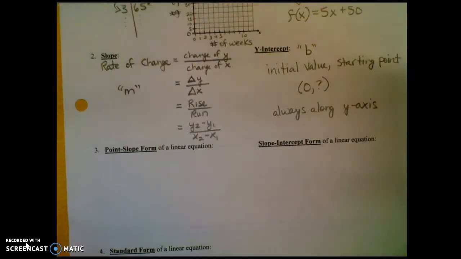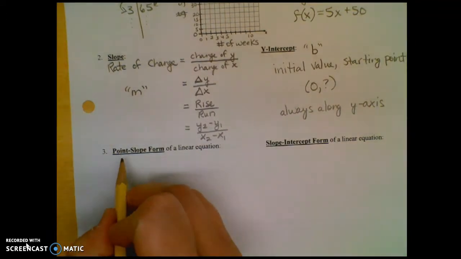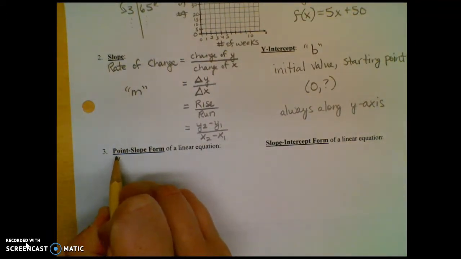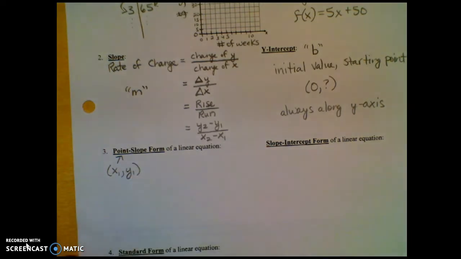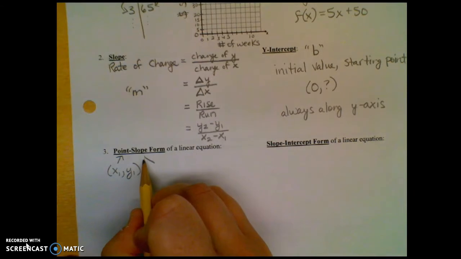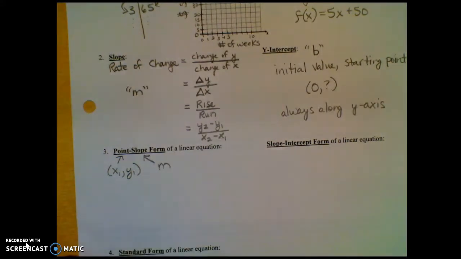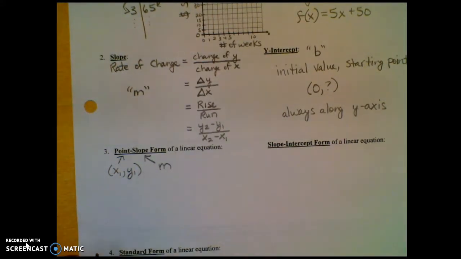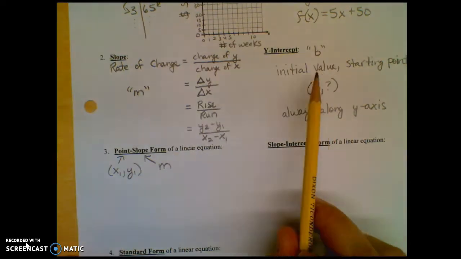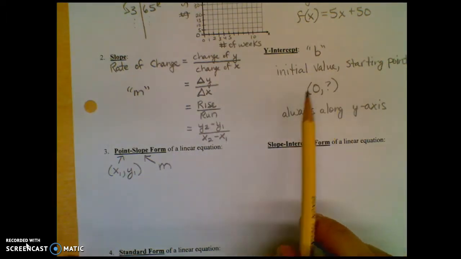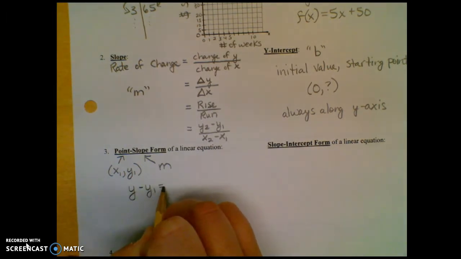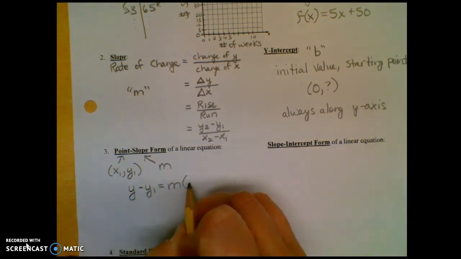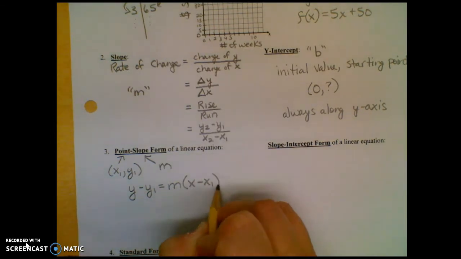Okay, point slope form. Just like it sounds, you need to have a coordinate, like an x, y value. We're going to call it x1, y1. You also need to have a slope, which is your m value. If you have these two things, but you don't necessarily have your y-intercept, you can write an equation in this form. Y minus y1 equals m times the quantity x minus x1.